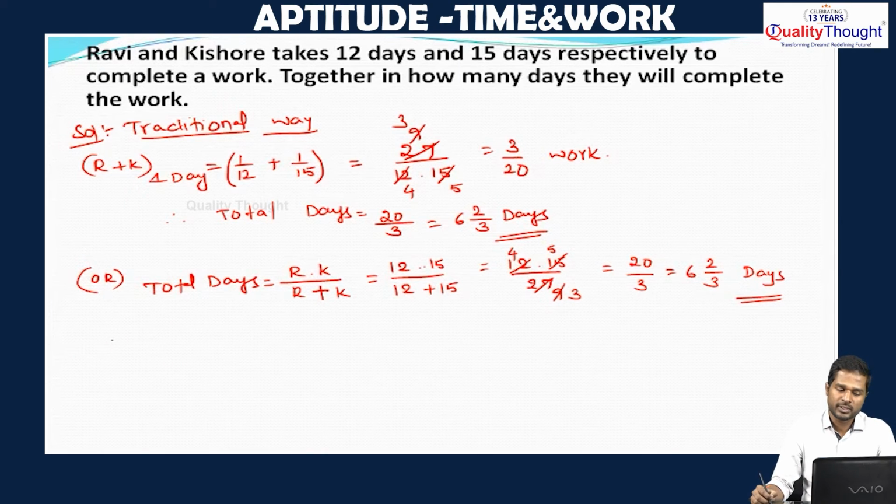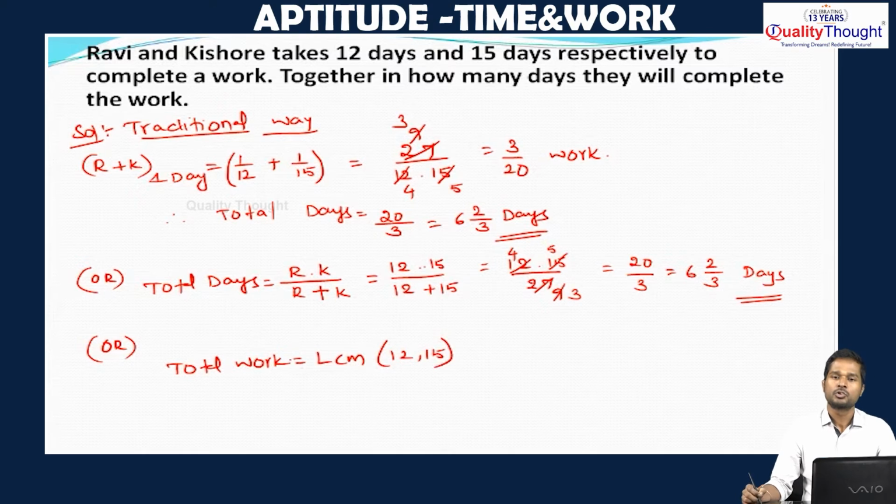Or we can also calculate the same kind of question by taking the LCM. See, the total amount of work will be the LCM of both the days taken by them. So total work is equal to LCM of 12 comma 15. So LCM of 12 comma 15 is 60 units. So this is the total work done by both of them. So the total work is given as the LCM of the number of days taken by both of them individually to complete the work.